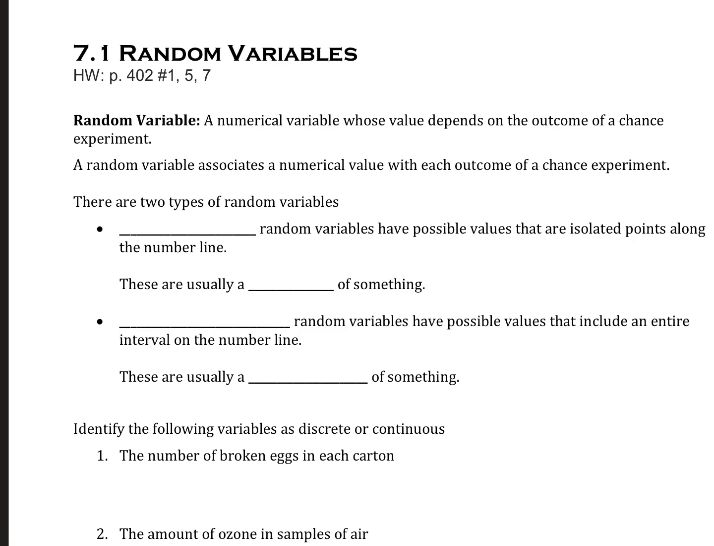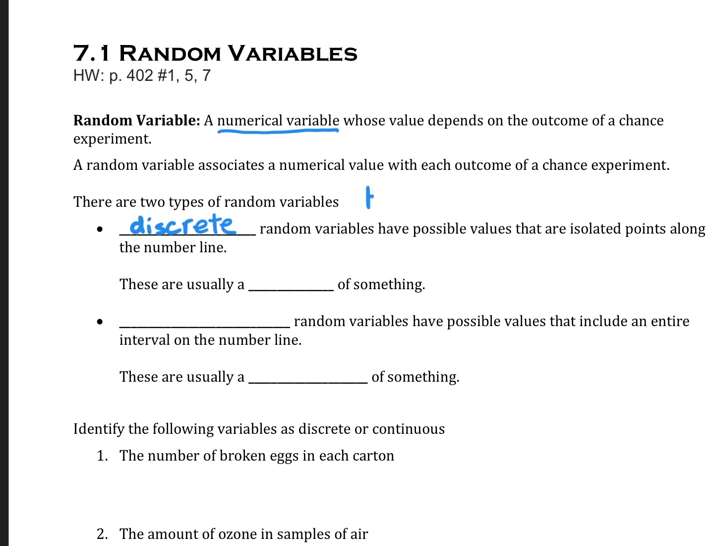In 7.1, we're learning about random variables. Earlier this semester, we learned that univariate data can be either categorical or numerical. In Chapter 7, we're focusing on numerical variables. And so those can be split up into two categories. The first one is discrete.